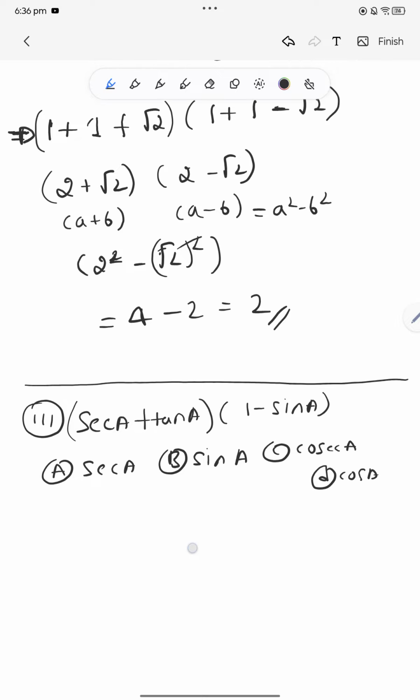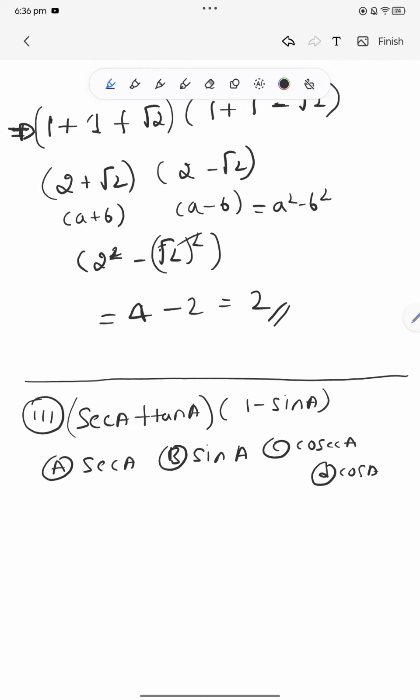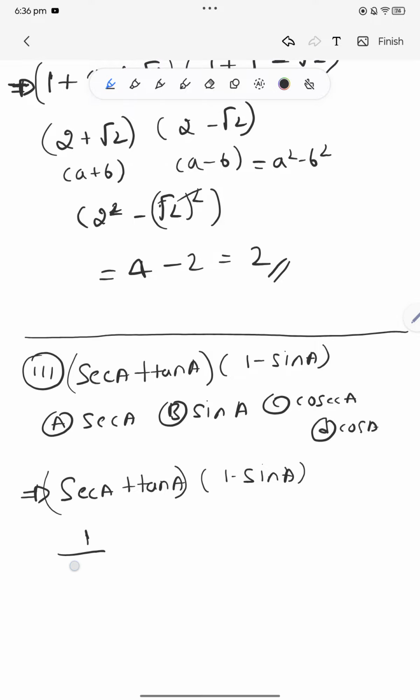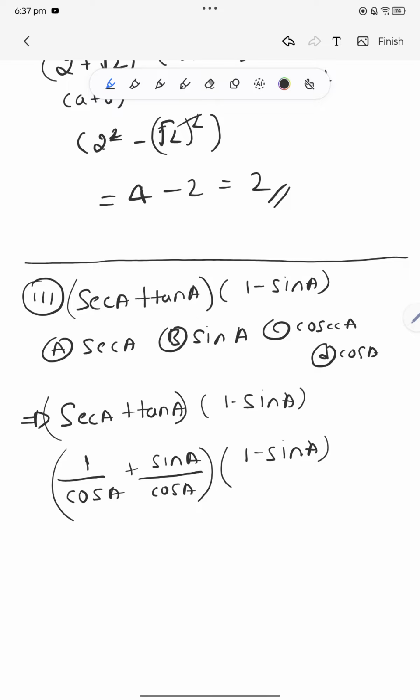So simplify. Here you have to prove any one value. So let us take this: (secant A plus tan A)(1 minus sin A). Let us put the values. Here 1 by cos A, tan A is sin A by cos A, into 1 minus sin A. Now see, here the LCM is cos A, so in the numerator what is left? 1 plus sin A.